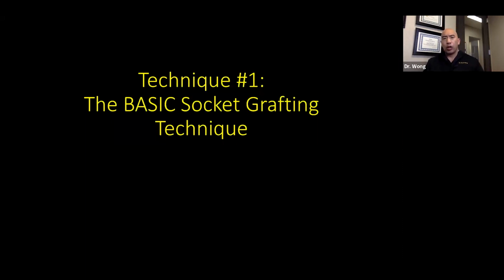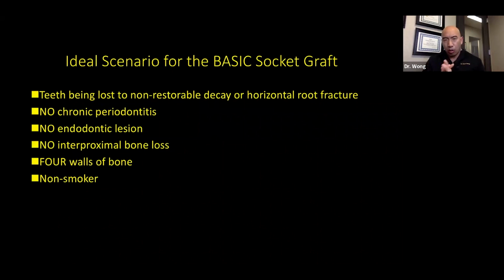So technique number one is what we call the basic socket grafting technique. How this works is when you take out a tooth, we can count that you've got 4 walls of bone: facial, lingual, mesial, and distal. This works really well for teeth that are being lost due to non-restorable decay or a horizontal root fracture. It works the best if the patient is periodontally healthy. They don't have a lot of perio disease, they don't smoke, they don't have a lot of bone loss. These are the cases that are the best, and I'll show you an example.